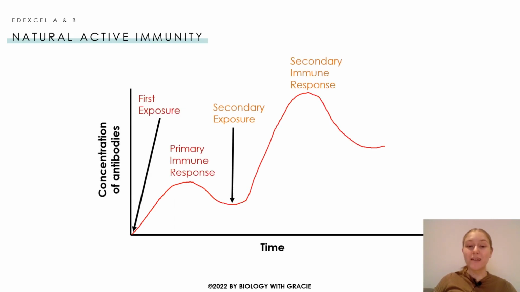So when you're first exposed, you can see here on the graph from the time, the concentration of antibodies is very low, and you have your primary immune response, and although it produces antibodies, it's quite a low concentration, and hence it takes a longer amount of time to tackle. Whereas when you're exposed a second time around, the immune system is able to produce a high concentration of antibodies very, very quickly, which helps you to prevent yourself being ill.